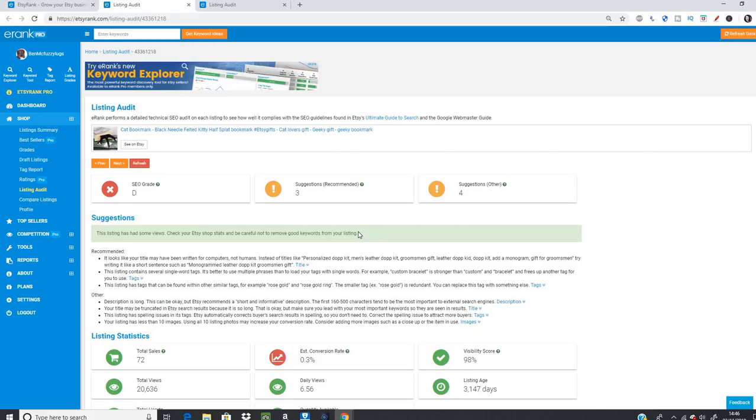But make sure, far more importantly, that you're finding good keywords, you're finding out where you're ranking for these keywords, you're using your statistics to find out if you're bringing traffic from any keywords, and then you can tweak and make your listing better.